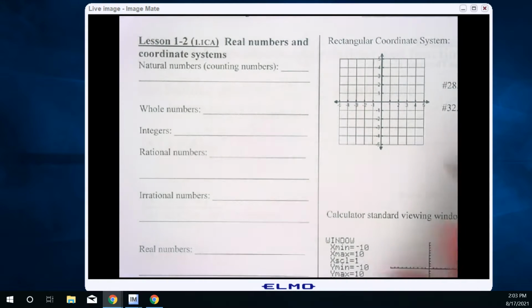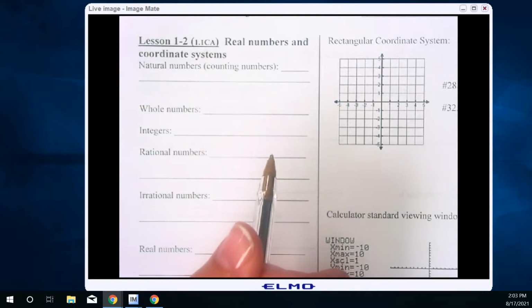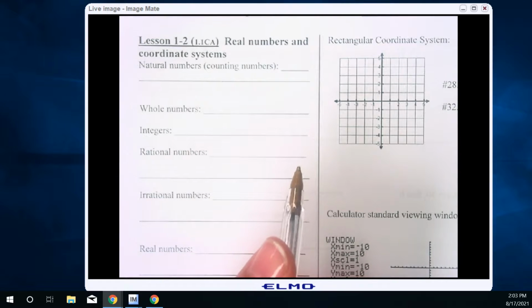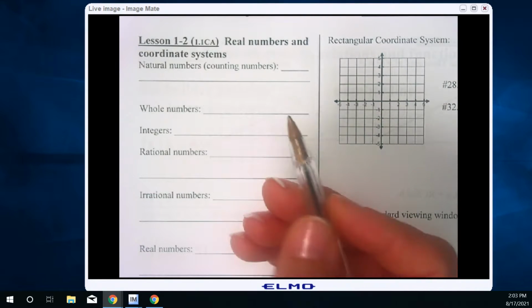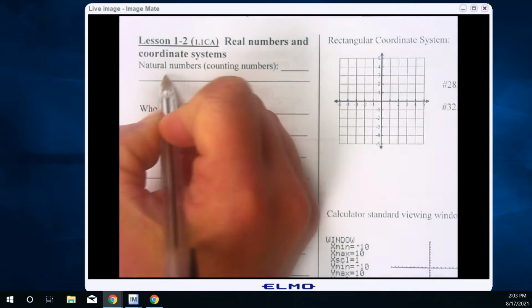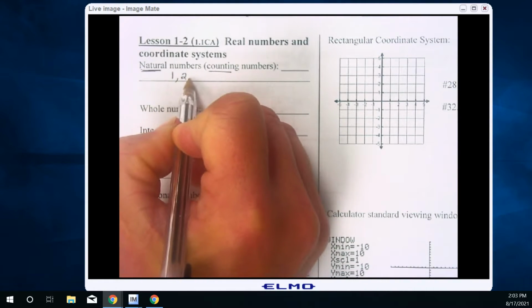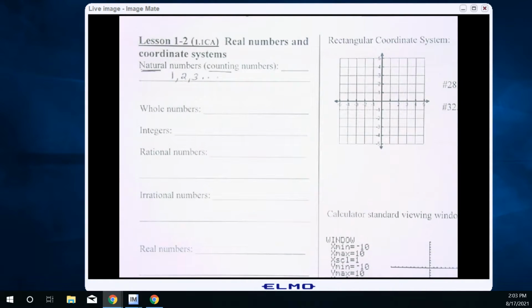Let's see, what else did we do? One candy bar. Two candy bars. Remember Dracula? Count Dracula. No? Nobody watched that? I love the Count. All right, so natural numbers are also called counting numbers, and you start with 1 and go on forever.